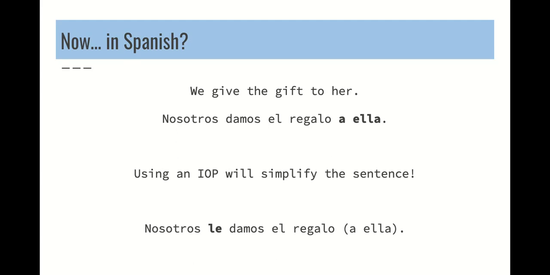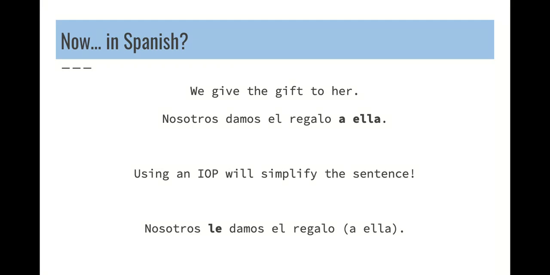So an IOP is going to simplify our sentence. So a ella, if you look at the T chart of IOPs, you're going to replace that with le. Now what you did was you cross out a ella and replace it with le, but you have to move the word le before the conjugated verb. Okay, so we're going to replace a ella with le, and then look at the bottom of the screen. You put le before damos because that's the conjugated verb. So it's going to go between the subject pronoun and the conjugated verb.